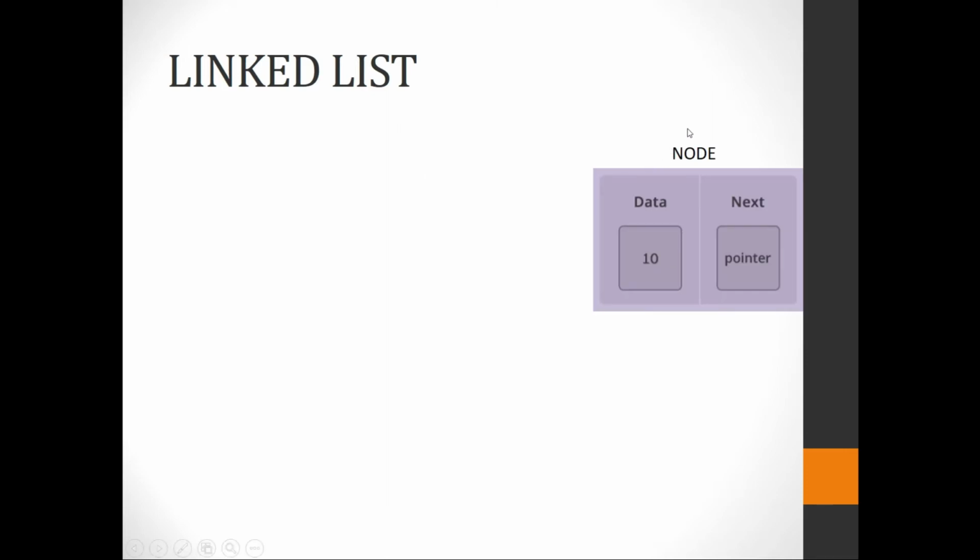Linked list will always have something you call a node. This node has two parts, that is your data part and a pointer. This pointer points to the address of another node. Again, that node will have its own data, its own pointer. So thus it goes on. You have to remember that a node consists of two parts: one is data, the other is a pointer.